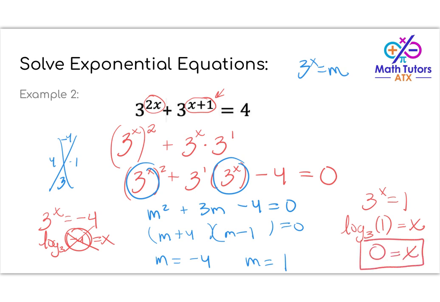For the last one, we didn't go ahead and plug it in, but I do want to plug this in just to show you how this works. So really, this is 3 to the 0, because it's 2x, plus 3 to the 1 gives us 4. Well, that makes sense, because 1 plus 3 equals 4. So in fact, our solution does work.